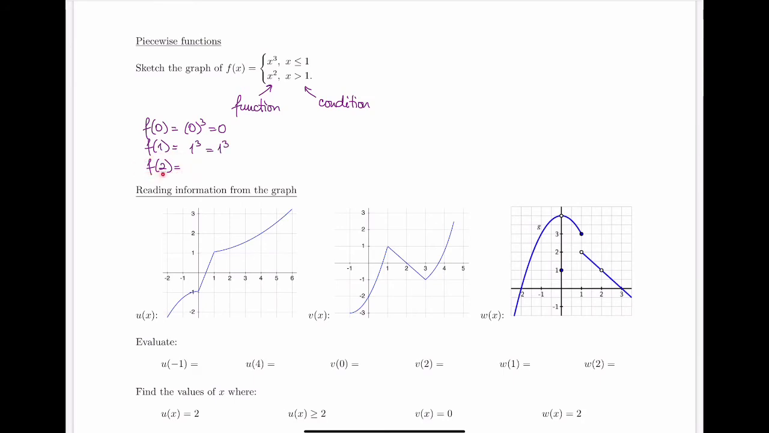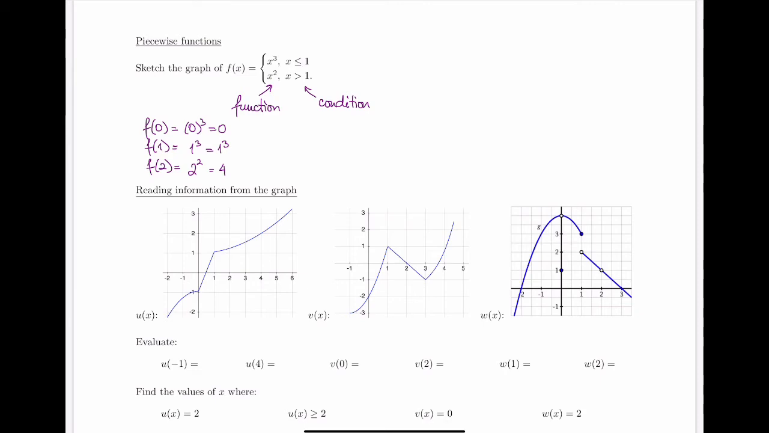F of 2, that means that x is equal to 2. Once again, I have to decide which condition it belongs to. Is 2 less than or equal to 1, or is 2 bigger than 1? Well, 2 is surely bigger than 1, which means that it's the second piece of the function I'm taking. So I'll be plugging 2 into the portion of the function that is x squared. So 2 squared, or 4.